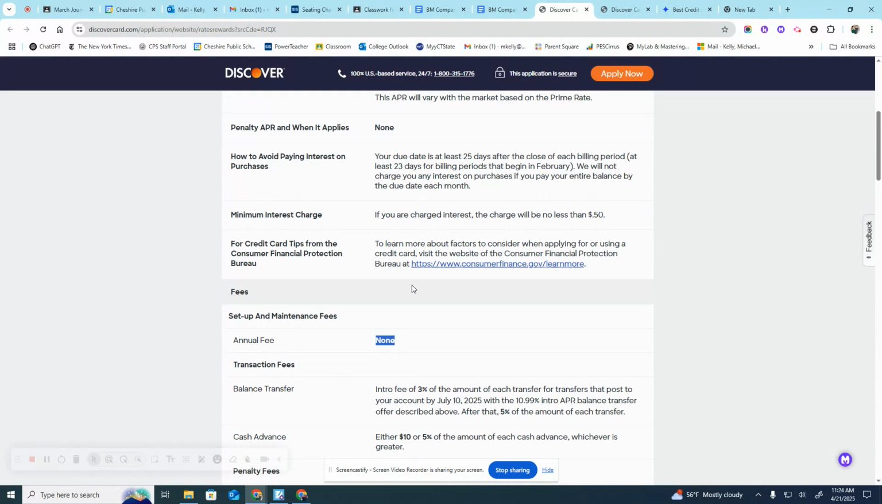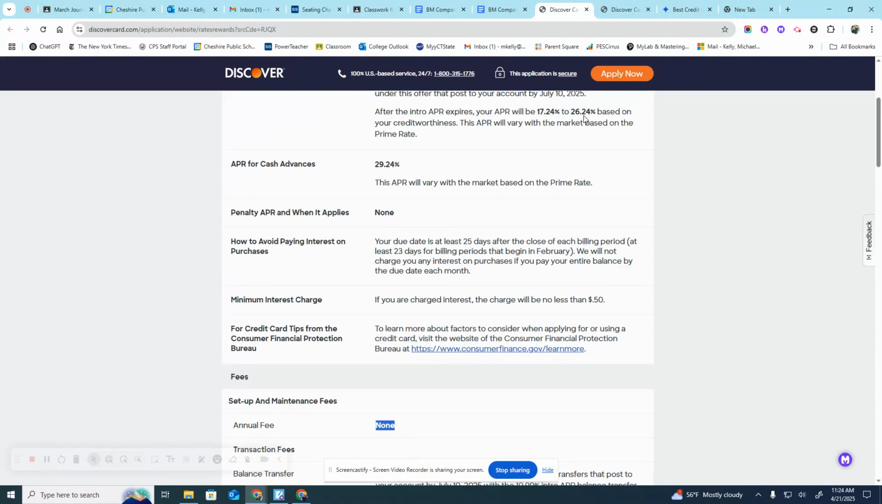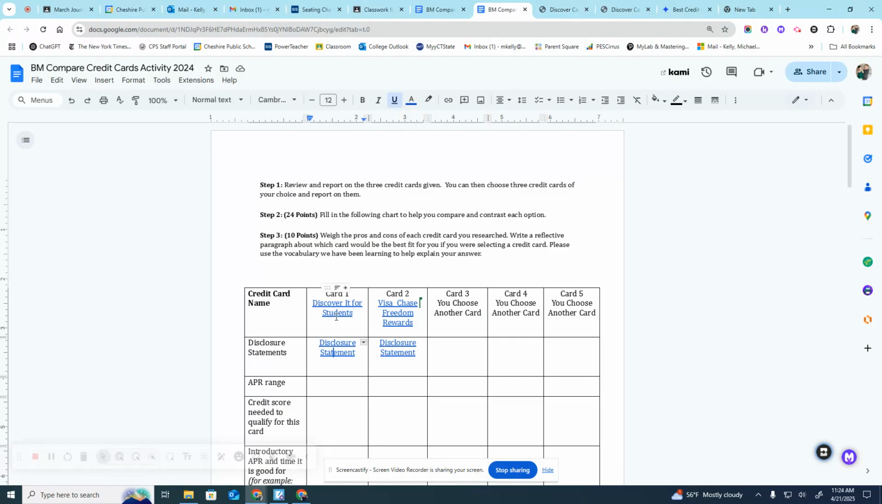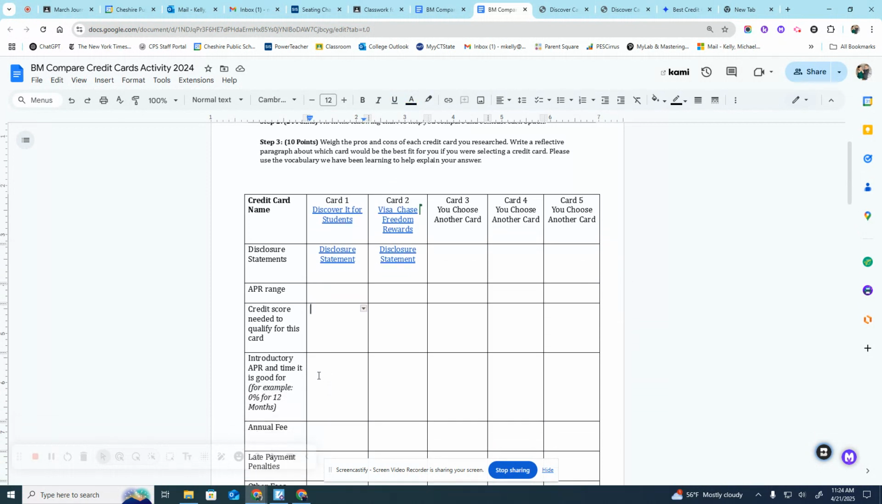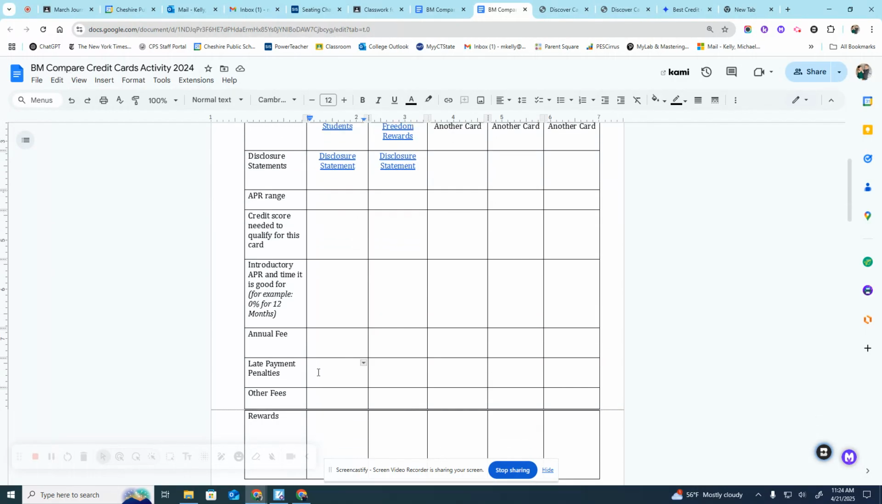Unless there's some really, really good rewards points out there, I would not recommend paying a fee for a credit card. So what we're going to do today is I would like you to go on and do the two credit cards that I selected and look through the disclosure statements. And then, using the disclosure as a resource, you're going to put in the answer. Now, if one of these disclosures happens to have a section that does not have the information, just put NA, but most of them should.